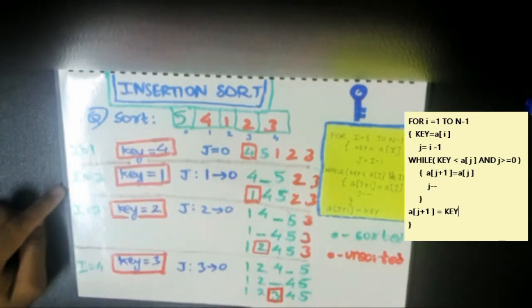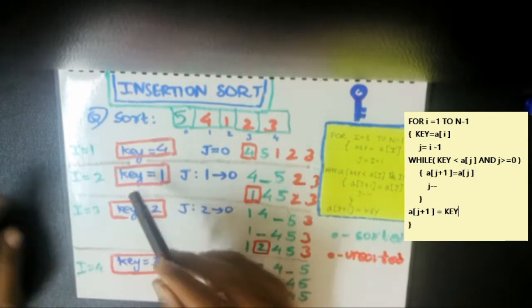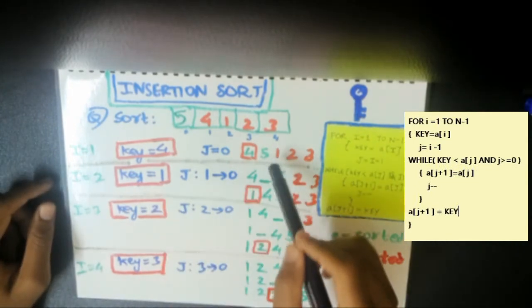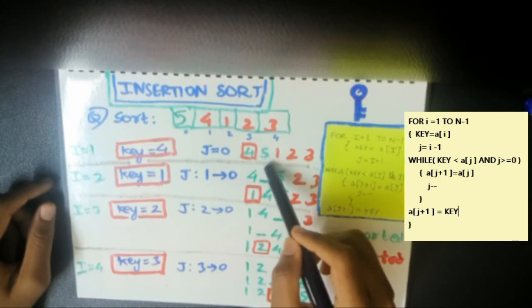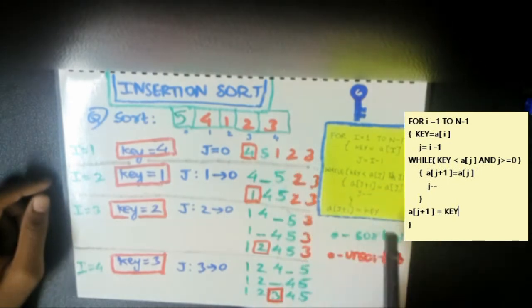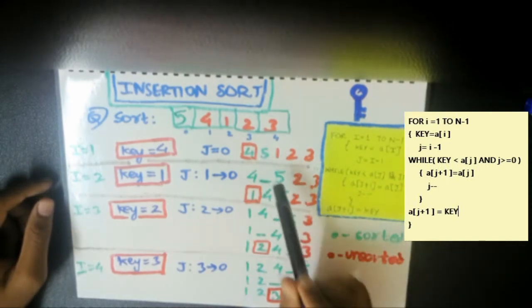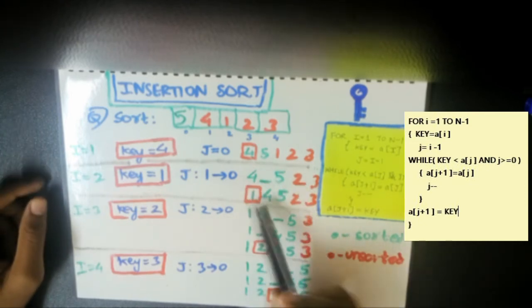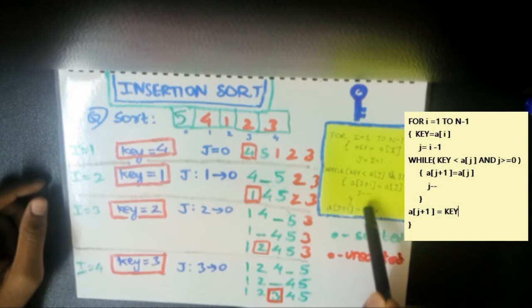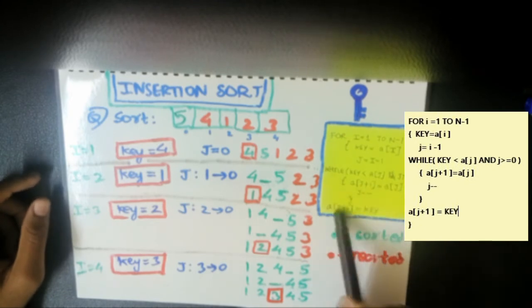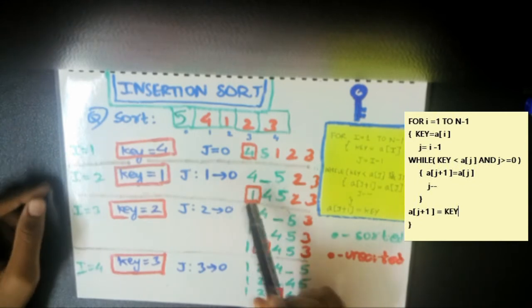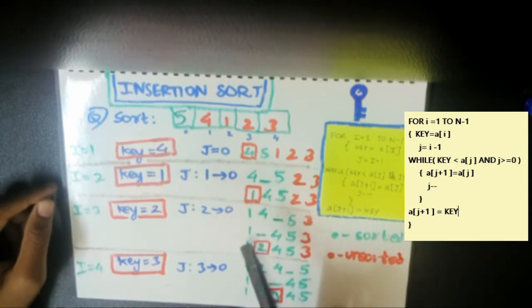Now let us move on to the second iteration. Key is equal to 1 here, and we compare key with 5. 1 is less than 5, so we move 5 by one position. And now 1 is again less than 4, so we move 4 by one position, and that's it. We've reached the end of the loop. We've found the right position, a of j plus 1, and we've inserted 1 at the required position.